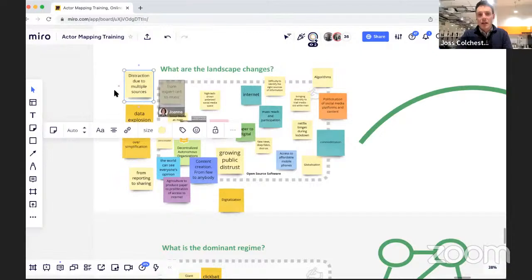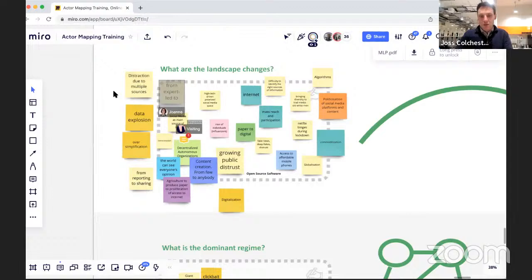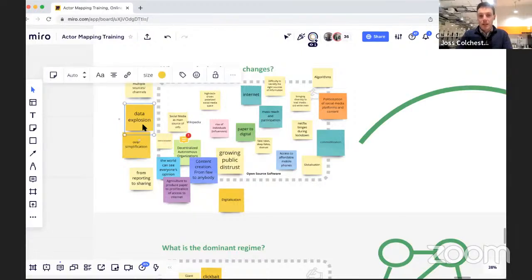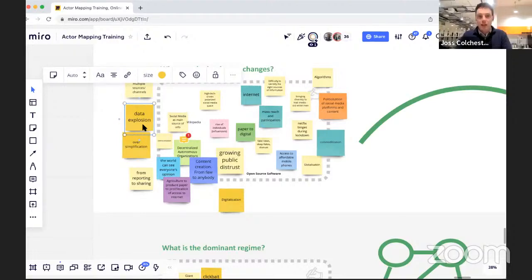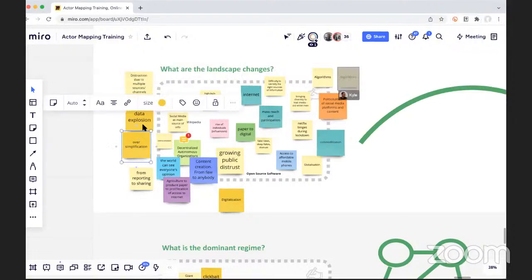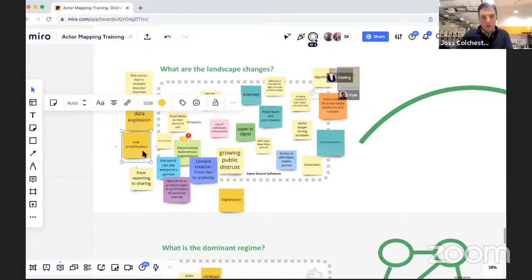So let's take a look here. Disruption due to multiple sources. Okay, what do we mean by sources? Different channels. Anybody want to say something about that? You're welcome to unmute yourself and join the conversation. Okay, David. Yeah, different channels. Okay, like Twitter and WhatsApp and all this. Okay, so oversimplification, what do we mean by that?